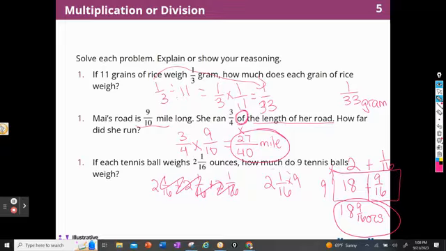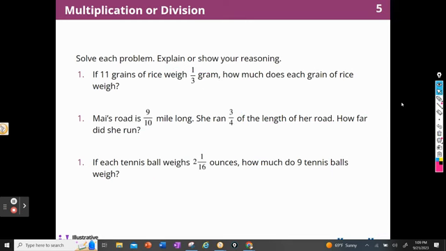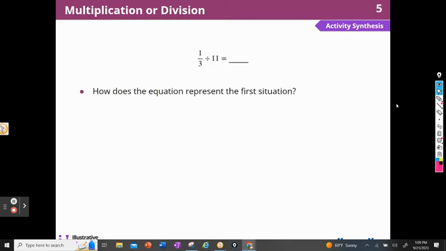All right. So that was a little practice about multiplication and division. Okay, let's do some synthesis. How does this equation represent the first equation? Well, remember that the grains of rice all weighed 1/3 gram, and there were 11 grains.